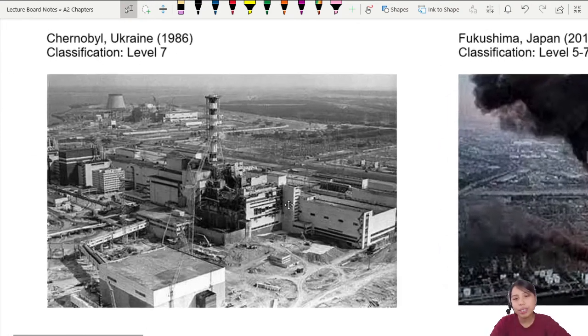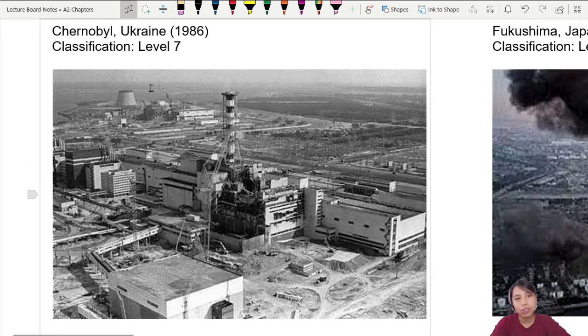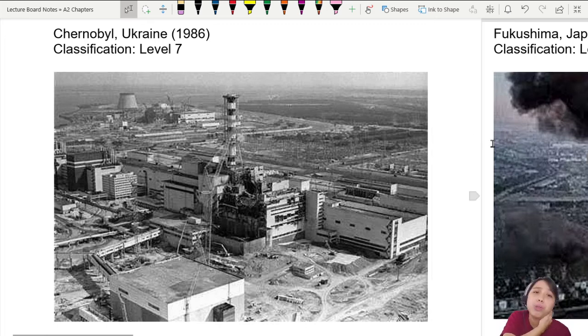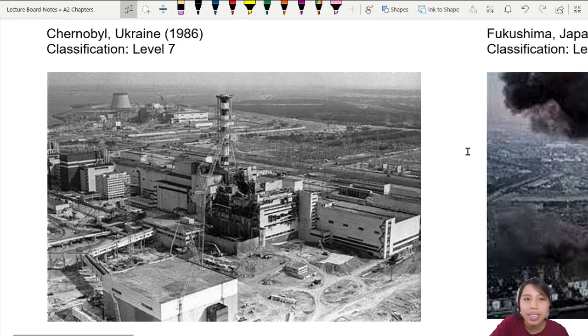disasters happen. In 1986, there was the Chernobyl nuclear disaster. They created this nuclear power plant, but something went wrong and a disaster happened. Classification of severity level 7. There are quite a lot of movies on this, so I encourage you to go check out some of these movies on Netflix or YouTube or whatever and see about that.